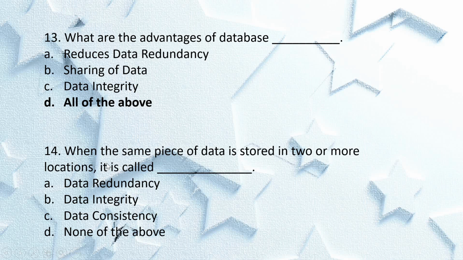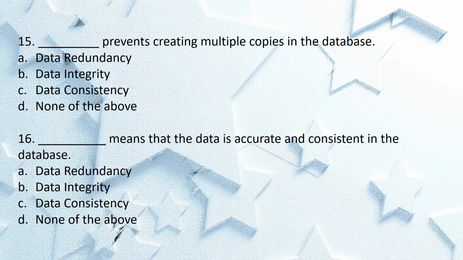Number 14. When the same piece of data is stored in 2 or more locations, it is called data redundancy, data integrity, data consistency, none of the above. The answer is data redundancy, meaning duplication of data. So the same piece of data is stored in more than one location. Number 15.